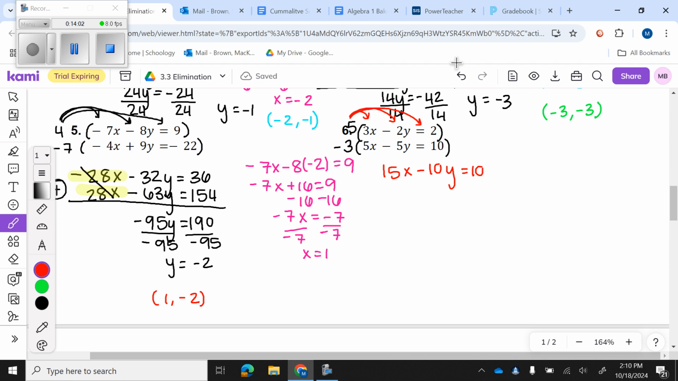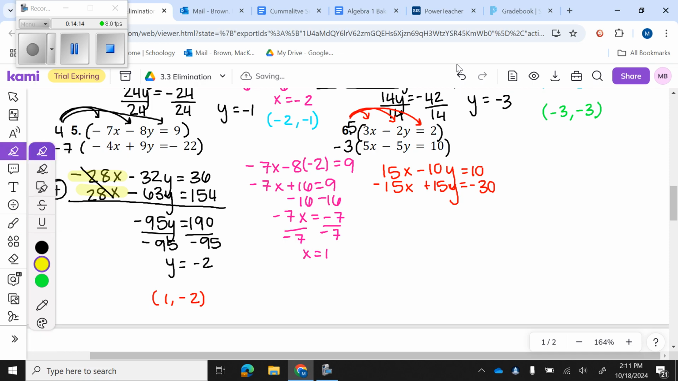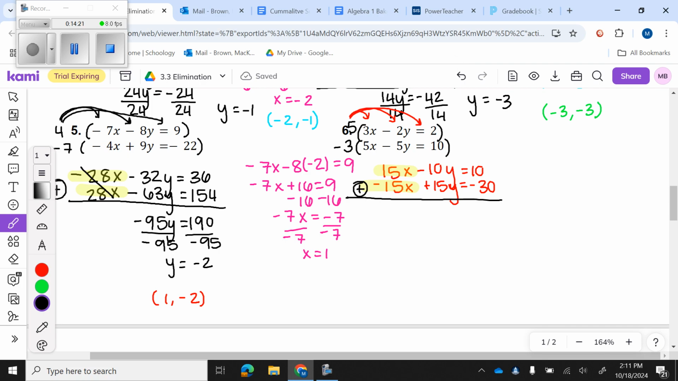We're going to do the same thing. We're going to distribute in our bottom equation. I'm going to have a negative 15x plus 15y, because a negative times a negative is a positive, equals negative 30. I need to check that I have two things with the same coefficient but opposite signs, which I do. So that means I'm good to go to add to eliminate. These guys are going to cancel. Negative 10y plus 15y is going to be a 5y, equals 10 plus negative 30, which gives me a negative 20. Divide both sides by 5, and you're going to get y equals negative 4.